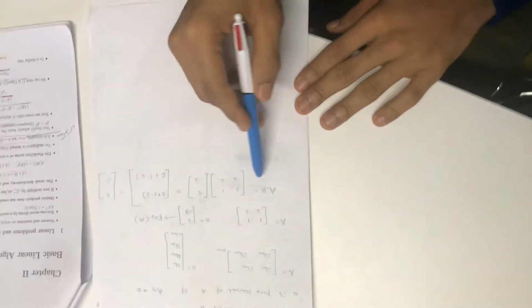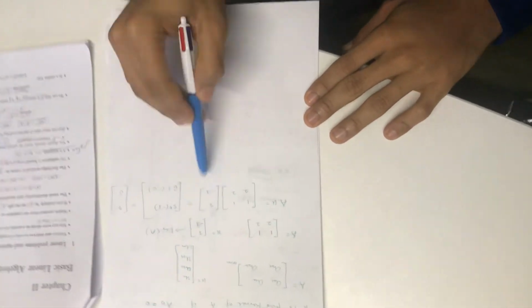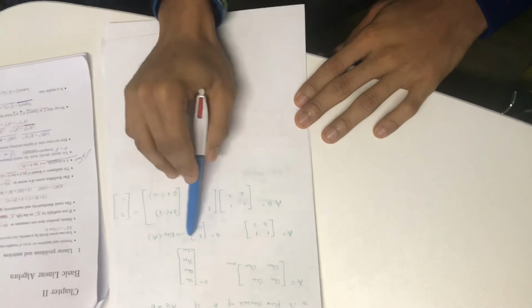So u, which is this vector 3 and minus 3, is the kernel of this matrix. You have to multiply, not find the determinant. You multiply the matrix and that vector. If you get 0 0, then that vector is the kernel of A.